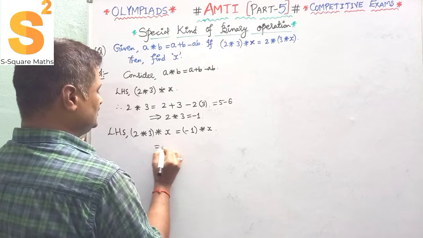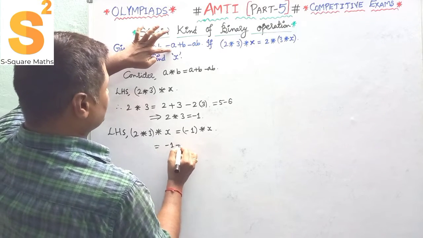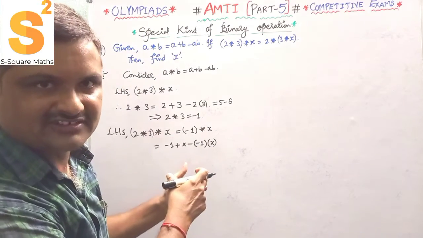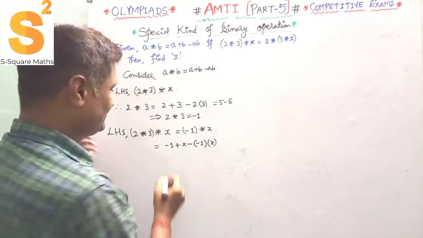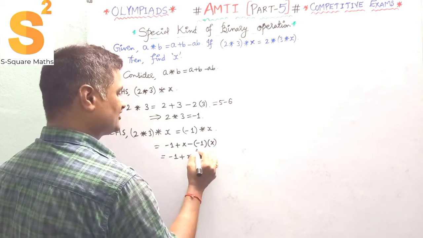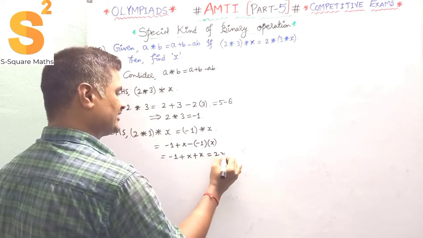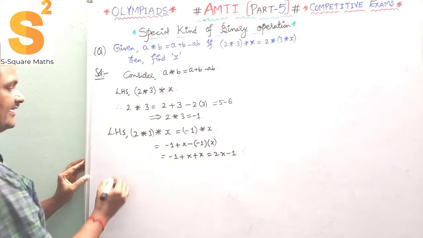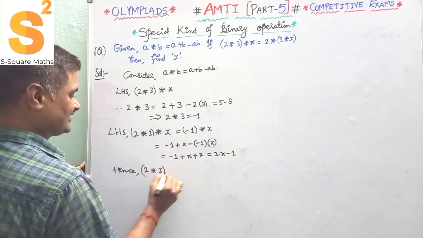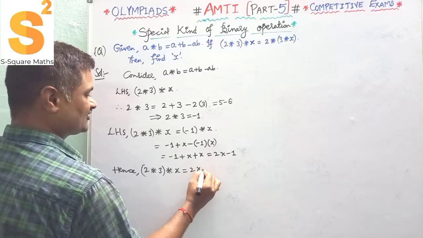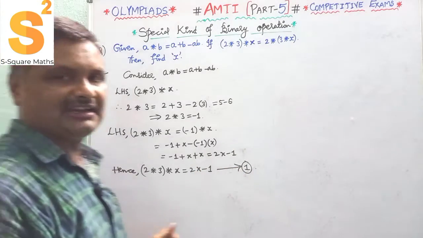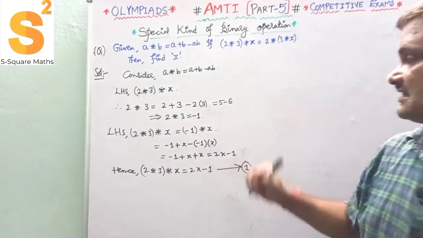According to our definition again, this is minus 1 plus x, minus of minus 1 into x. Please be aware of this step, because of the minus signs. Now minus 1 plus x, minus times minus is plus, 1 into x is x. So finally 2x minus 1. Hence our 2 star 3 star x is finally 2x minus 1. Mark this as equation number 1. So far we have completed our LHS part.